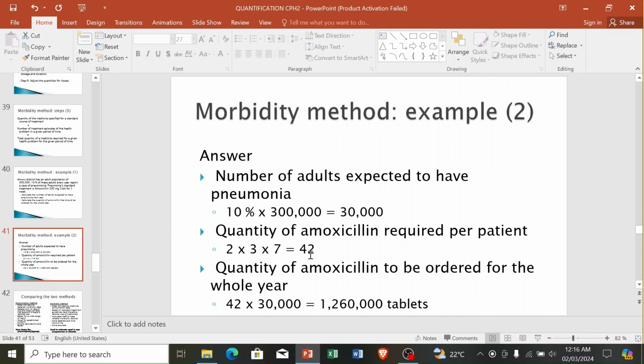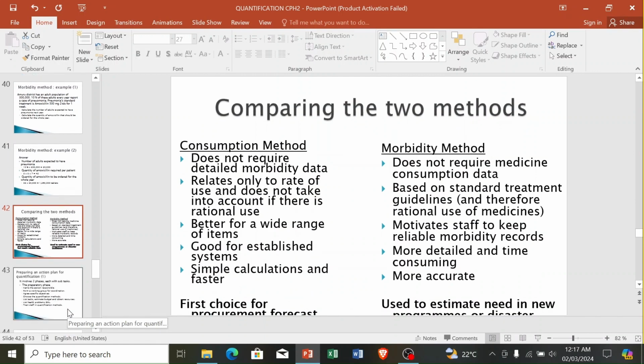Quantity of amoxicillin to be ordered for the whole year. We multiply the 42 times the 30,000. We get 1,260,000 tablets.